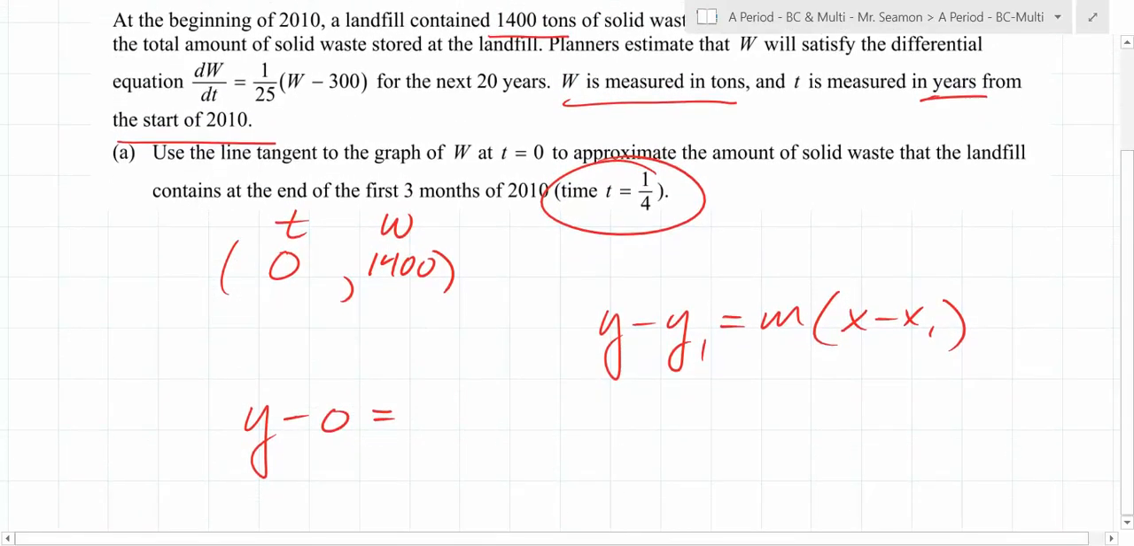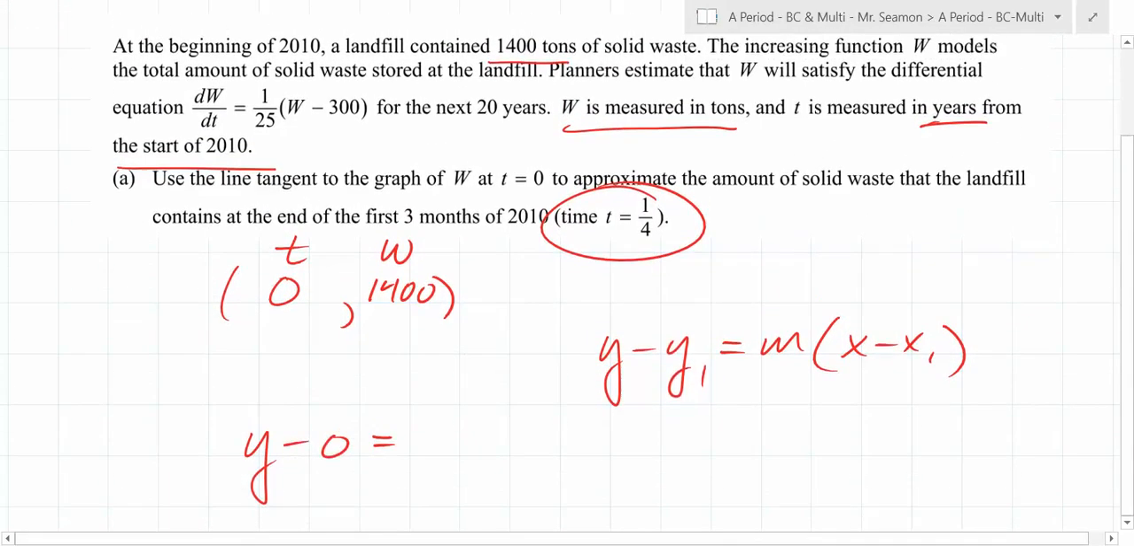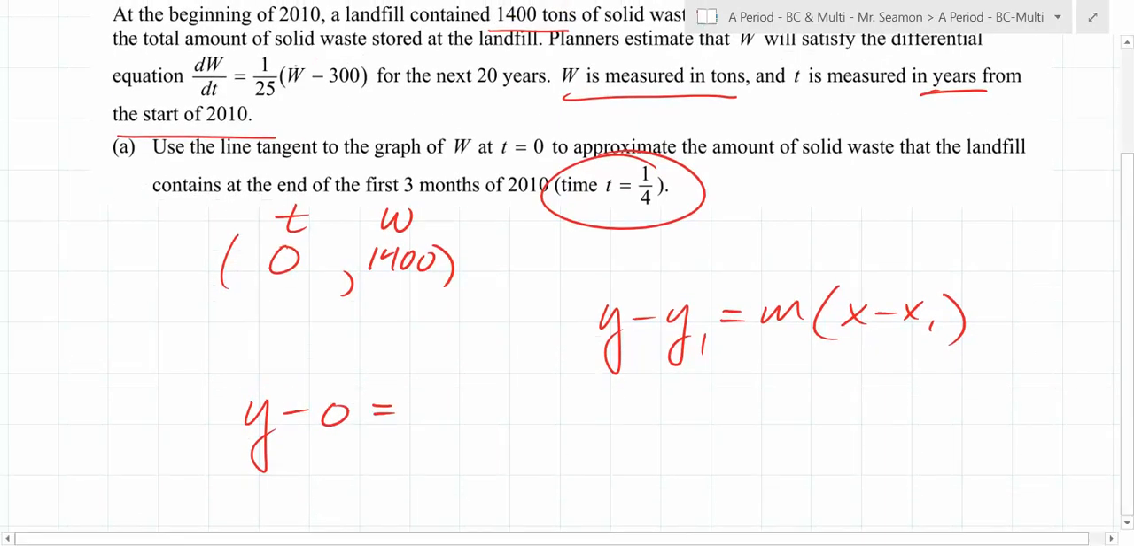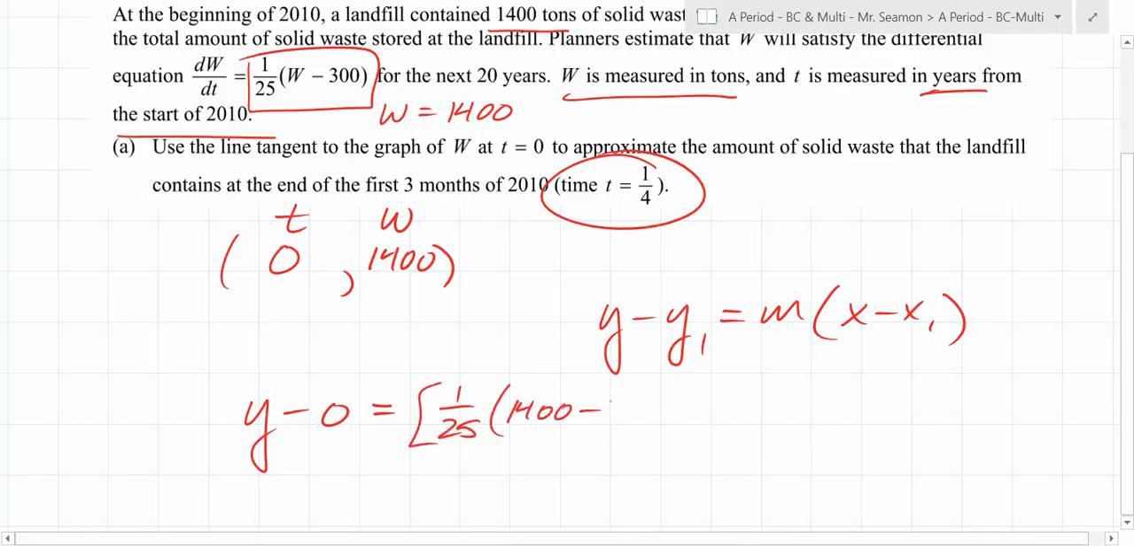Oh, wait. It's minus 11. How do you figure out what it is? You plug in something to this, right? You plug in W equals what? 1400, right? That's the slope you're looking for. So the slope you're looking for is 1/25 of 1400 minus what? 300, correct. Times x minus x naught, which is 1.